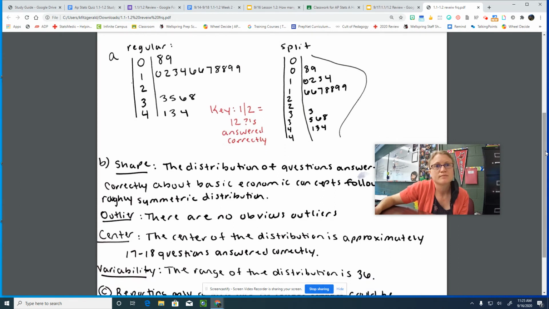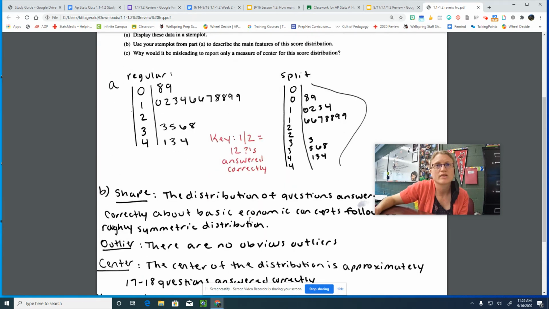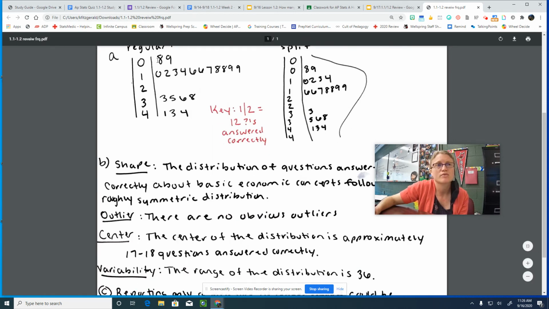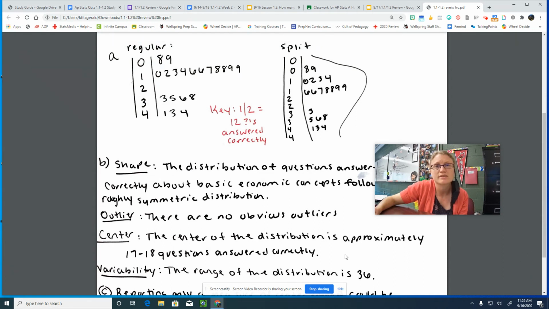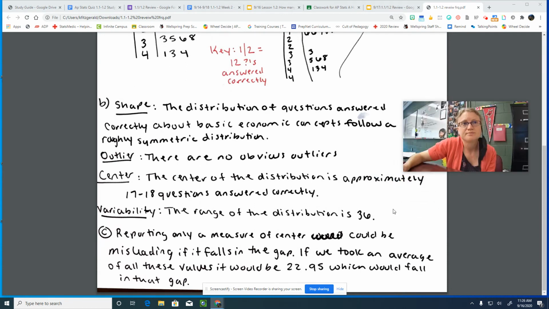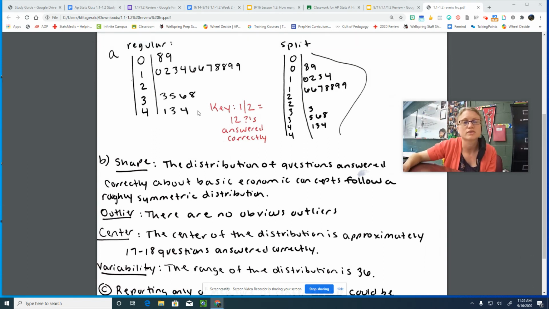For the center, I want to roughly find the middle. So there were 20 things that they collected. So that would be about the 10th value. So if I count from the starting value at 8 and just count up to that 10th value, that's going to be roughly where my center is. So I would say the center of the distribution is approximately 17 to 18 questions. The range of the distribution is just the max minus the min. So if I start at 8 and I go up to 44, that's a difference of 36. So the spread or the variability is 36.